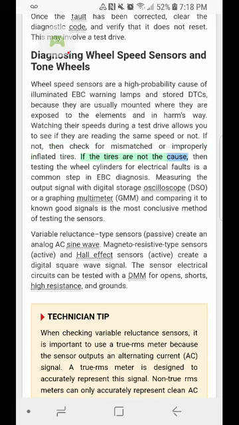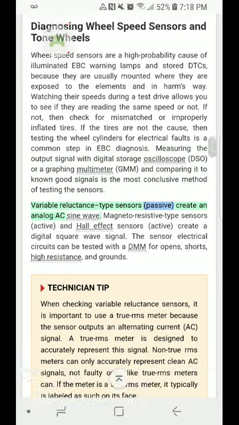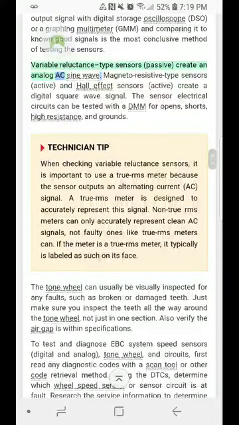If the tires are not the cause, then testing the wheel speed sensors for electrical faults is a common step in EBC diagnosis. Measuring the output signal with a digital storage oscilloscope, DSO, or a graphing multimeter, GMM, and comparing it to known good signals is the most conclusive method of testing the sensors. Variable reluctance type sensors, passive, create an analog AC sine wave. Magnetoresistive type sensors, active, and Hall effect sensors, active, create a digital square wave signal. The sensor electrical circuits can be tested with a DMM for opens, shorts, high resistance, and grounds.